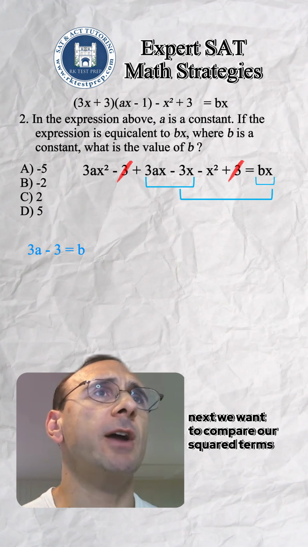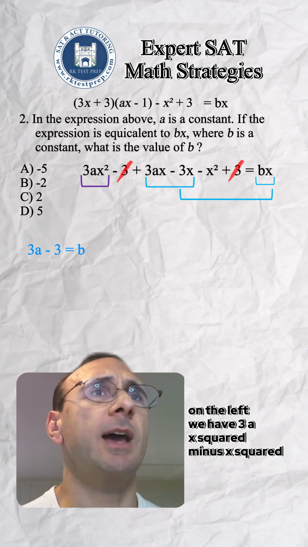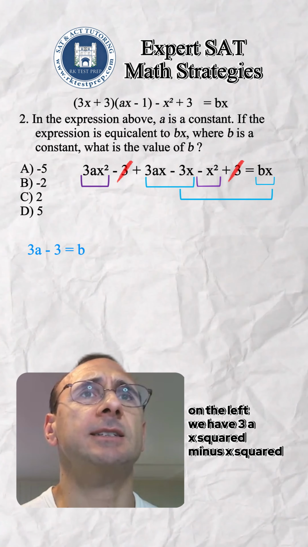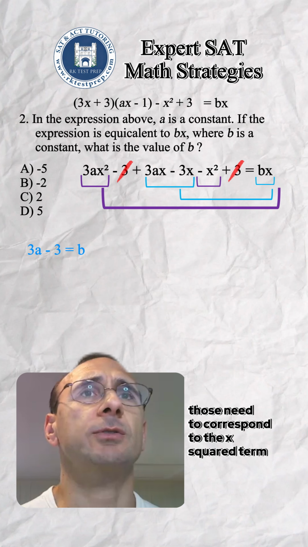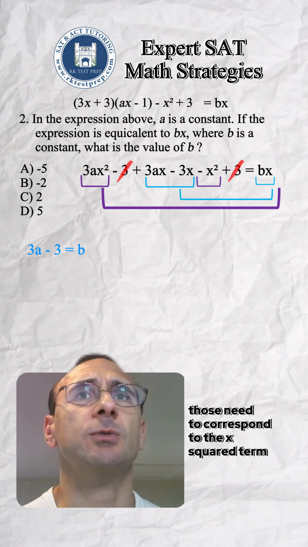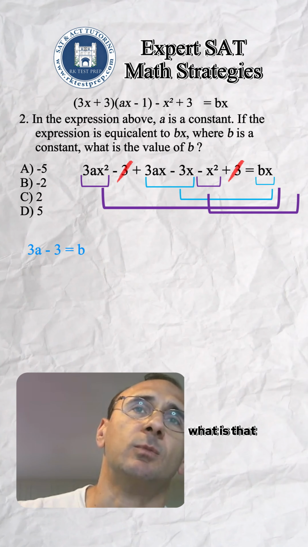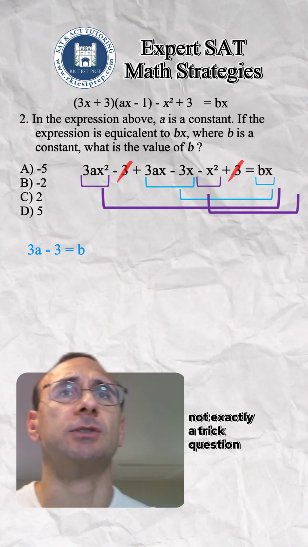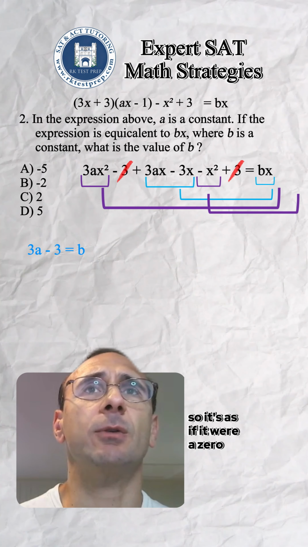Next, we want to compare our x squared terms. On the left, we have 3ax squared minus x squared. Altogether, those need to correspond to the x squared term on the right. And what is that? Not exactly a trick question, but there's nothing there. So it's as if it were a 0.